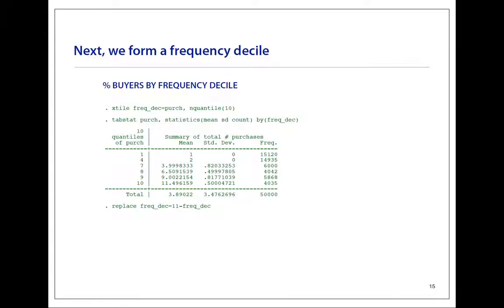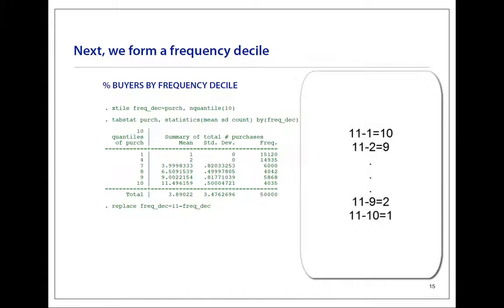The way we do it is, if we think about it, if there are 10 groups and the ordering is wrong, we use 11 minus whatever the group number generated by Stata, and then we flip the order. That's exactly what we're doing. We use 11 minus the freq dec to get the rank of the group number flipped back.